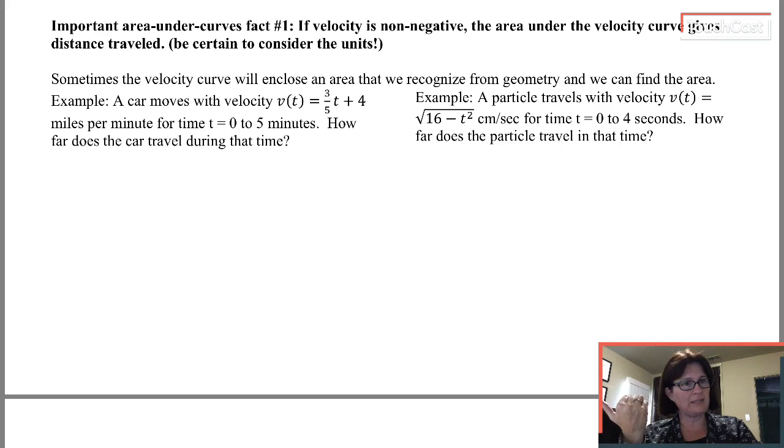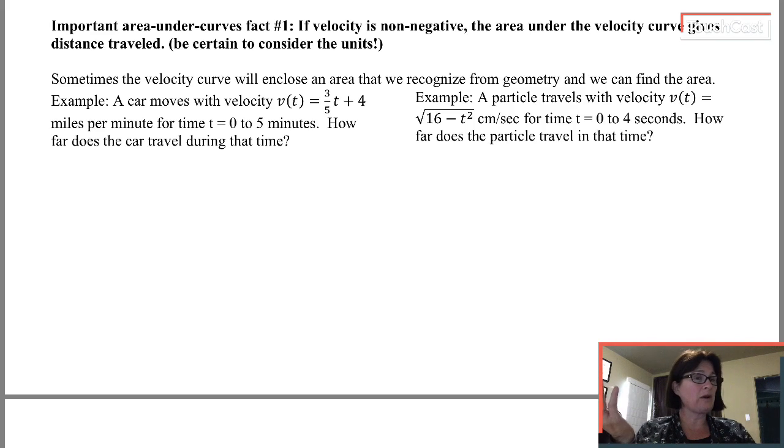So in the case of the train, miles per hour got multiplied by units of hours, so the hours would cancel. So as long as you've checked the units, and the units are going to work out right, and the velocity must be positive, as long as those two things are true, you're going to find area under a velocity curve to find distance traveled over that time period.